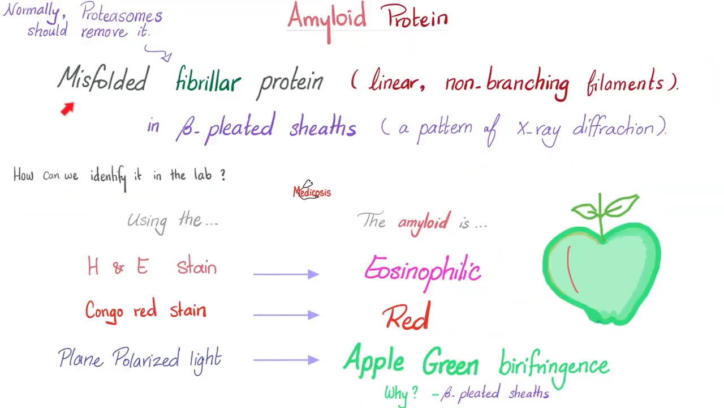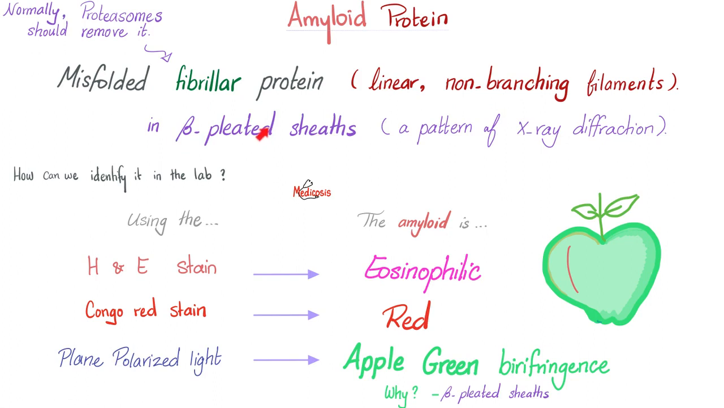The amyloid protein is a misfolded protein. Normally, who should remove any misfolded protein? Proteasomes should. The amyloid protein is usually linear and non-branching, in beta-pleated sheets. Please go back and watch my biochemistry videos on protein structures.